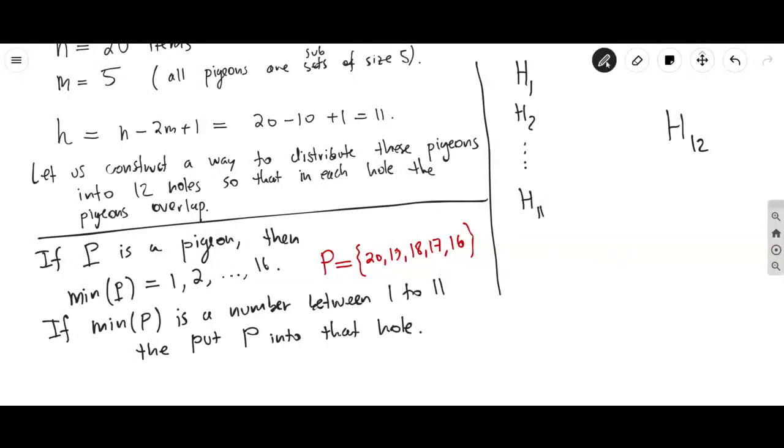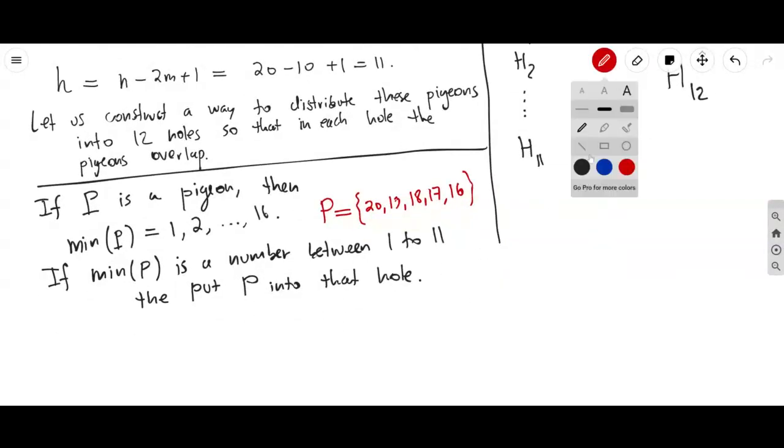And then it's clear that if you have two pigeons that end up in the same hole, so let's say P ends up in H2 and P prime ends up in H2, then these two must overlap because the minimum number for P is 2 and the minimum number for P prime is 2. So then P and P prime have 2 in common. So if any of the pigeons end up in any of these holes, they automatically overlap by construction because the hole number is an item that's part of the pigeon. It's an element in the pigeon.